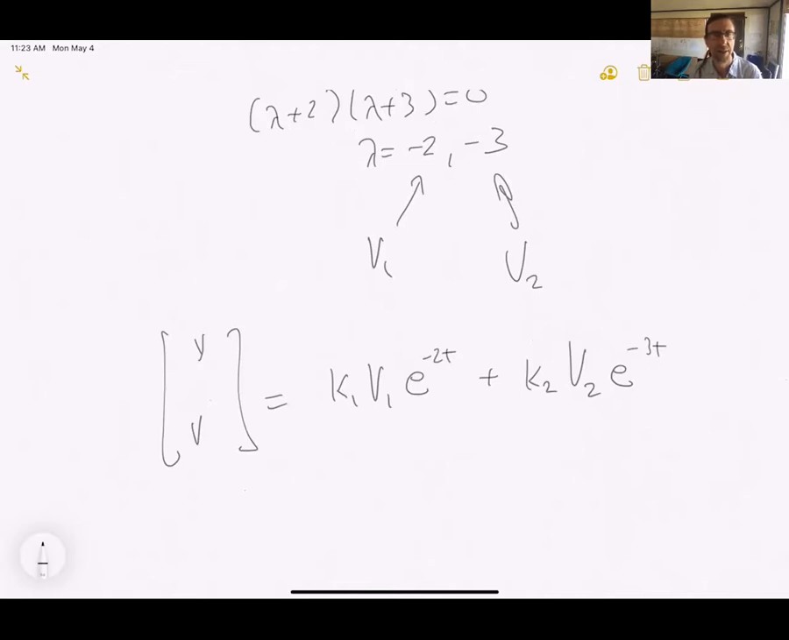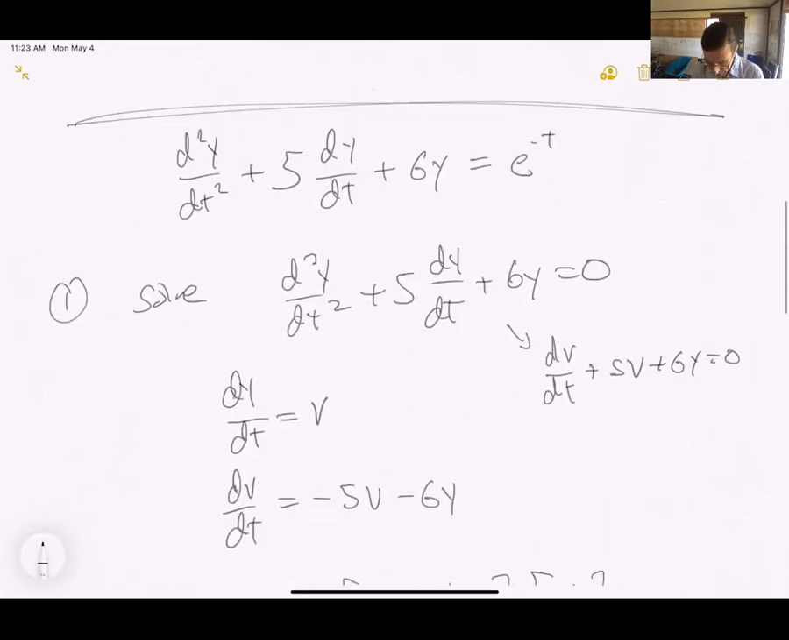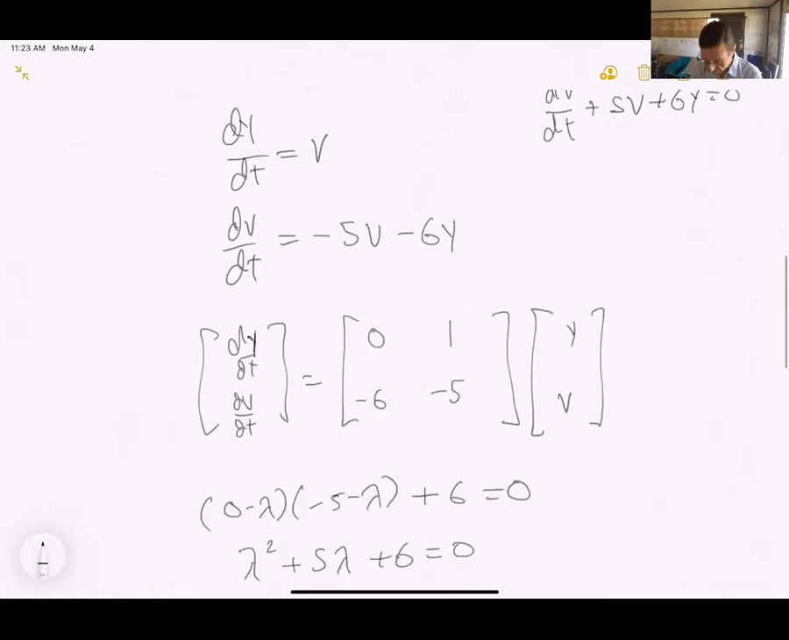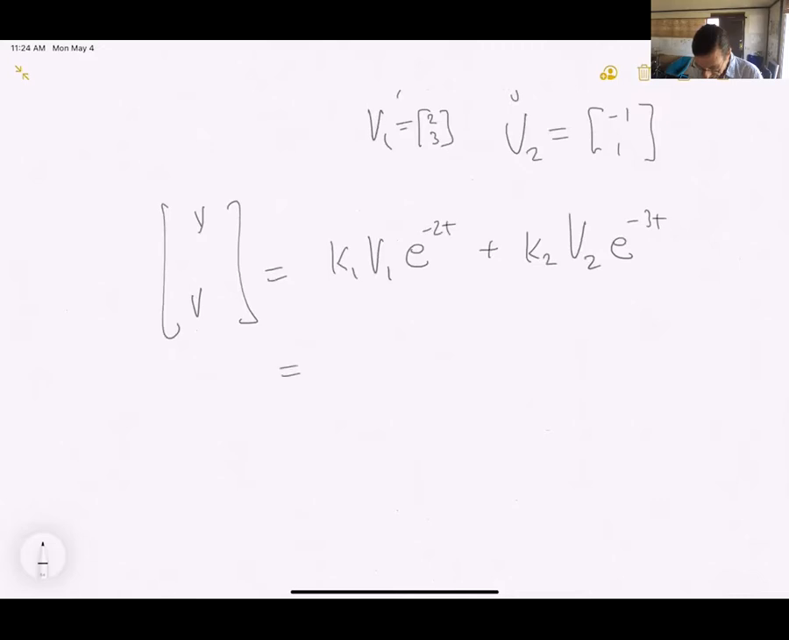That make sense? Okay, now the original equation all the way back here didn't have a v in it. So when you are asked to solve that equation, you're just asked for a function of y. Let's say just for argument's sake, v1 was 2, 3, and v2, I'm just pretending, was -1, 1. Then what we get here is k1 times 2, 3 e to the -2t plus k2 times -1, 1 times e to the -3t. Now, what's the y function by itself?